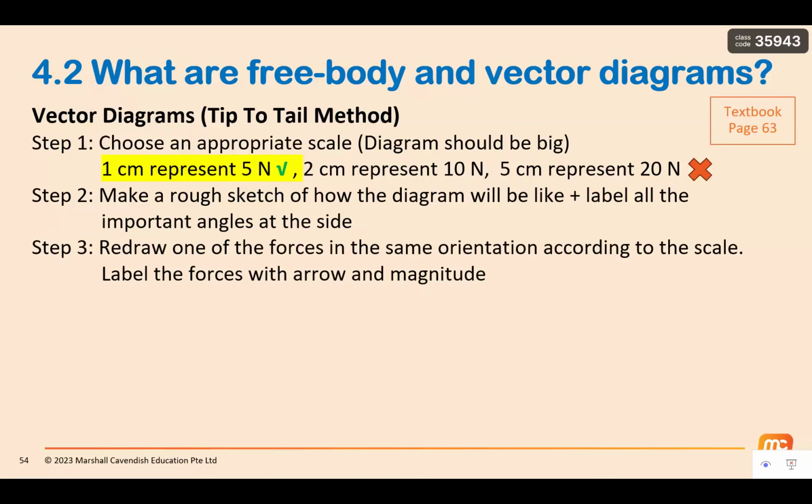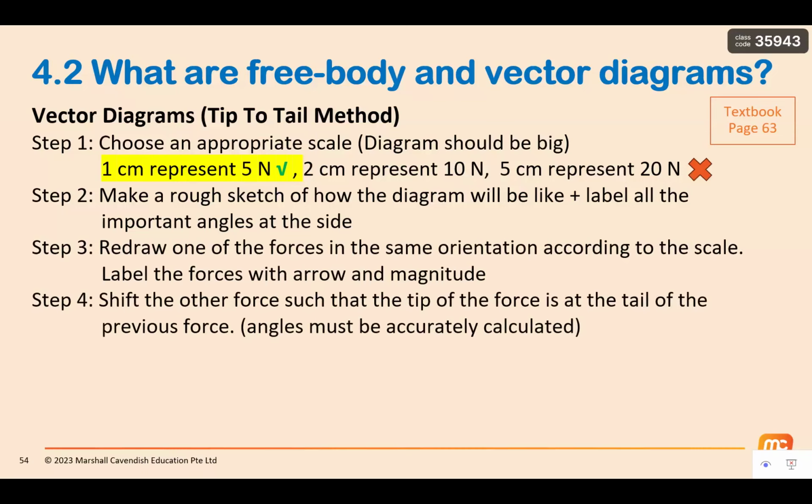Then after that, you redraw one of the forces, any one of the forces. Redraw one of them in the same orientation and according to the scale. So I have 25 newtons given. I need to just keep one of them and redraw it according to the scale. Which means I need to draw exactly 5 cm and exactly at 40 degrees to the horizontal. Then I label the force with arrows and magnitudes.